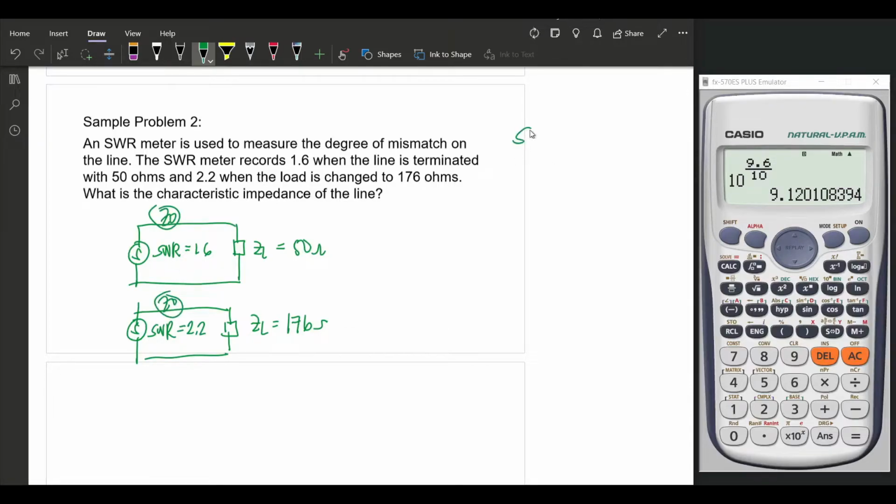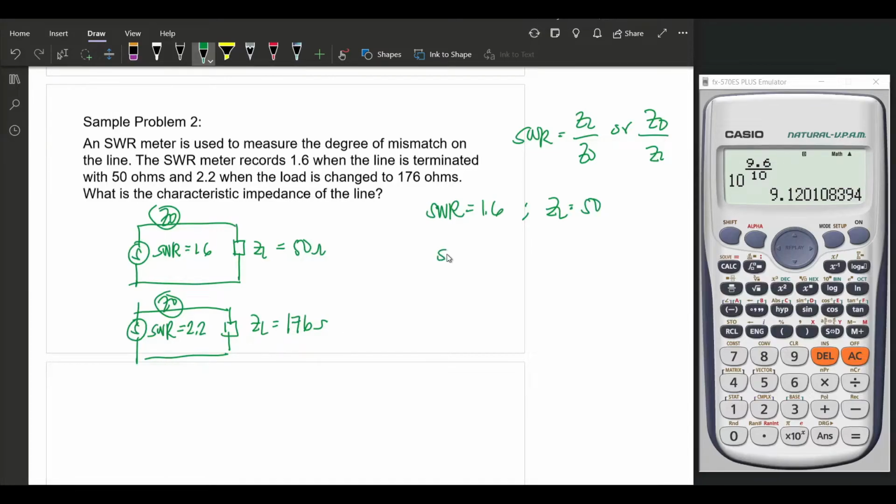Okay, so remember, the SWR is pwedeng ZL over ZO or ZO over ZL. So depende kung sino yung mas malaki. Pero since hindi natin alam yung ZO ng transmission line, we try to compute first the two. Okay, so for example, dito sa una, using SWR of 1.6 and using ZL of 50, we try to compute first for the ZO.